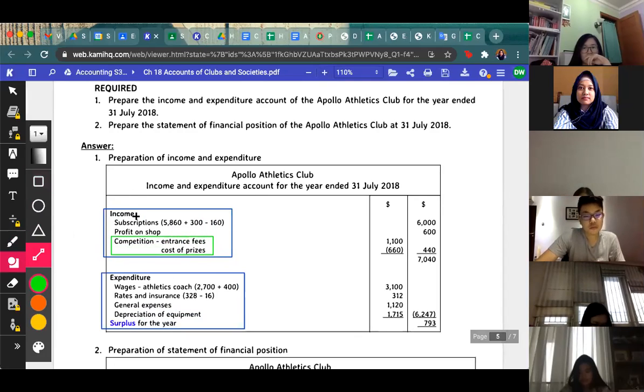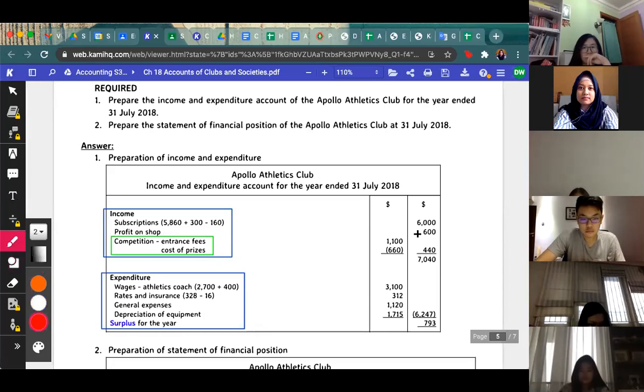First of all, the income is subscription. The main income is subscriptions. And then don't forget to add the profit on the shop. Profit on shop, the one that you calculated before when you were preparing the income statement of the shop. The profit is 600, put it there.